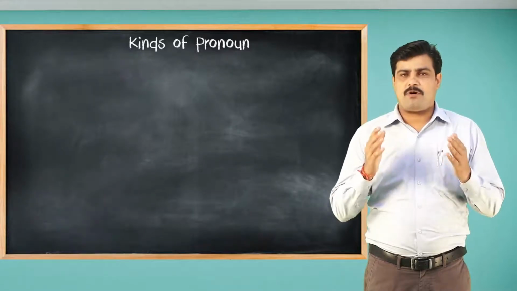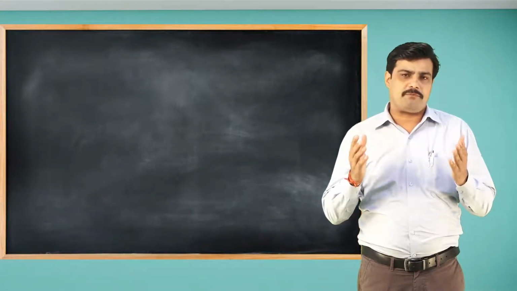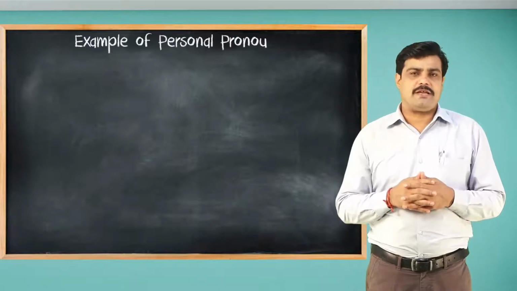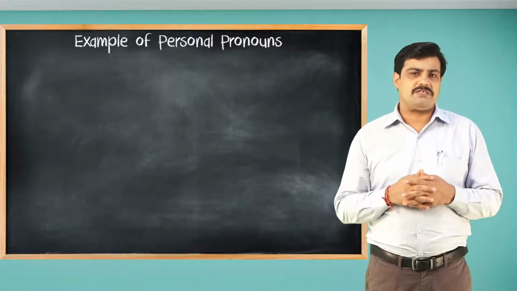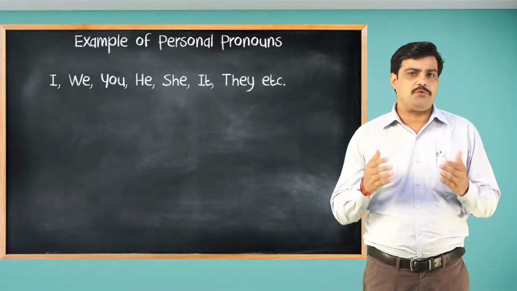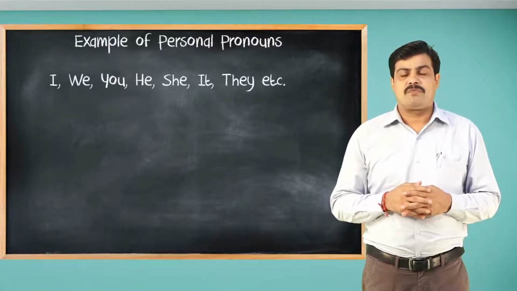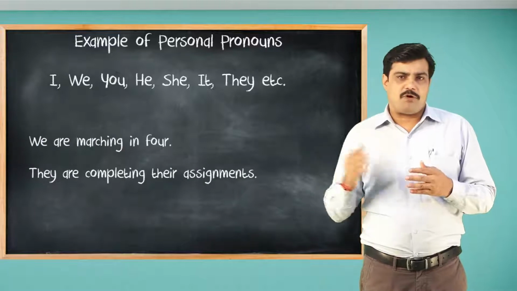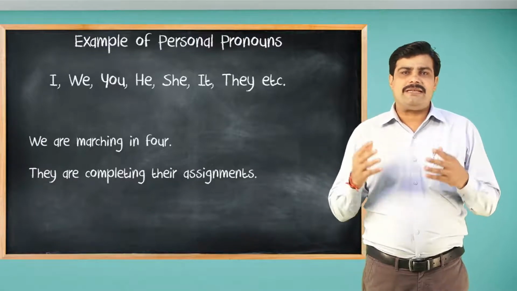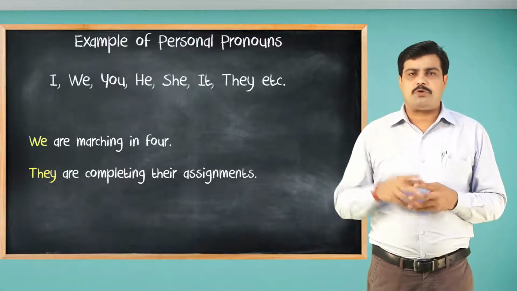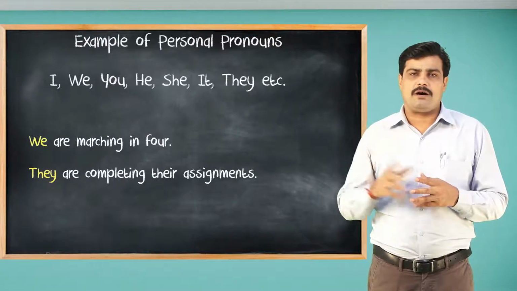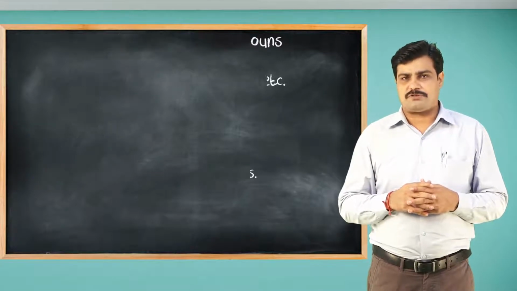So let's see some examples of these pronouns. The first one is personal pronoun. These are I, we, you, he, she, it, they, etc. For example, we are marching in for. They are completing their assignments. So the words in bold are personal pronouns.